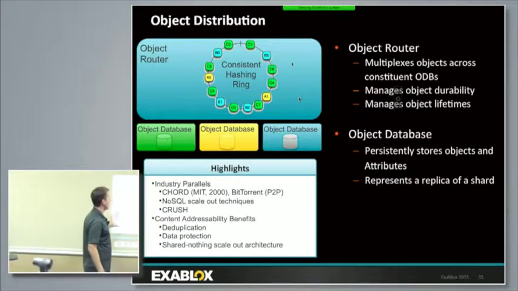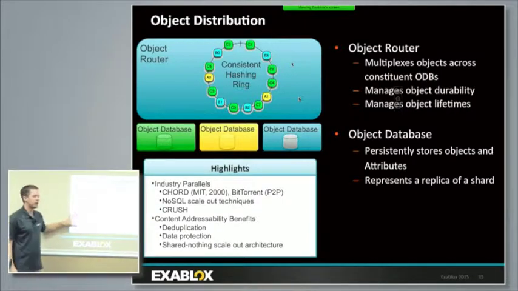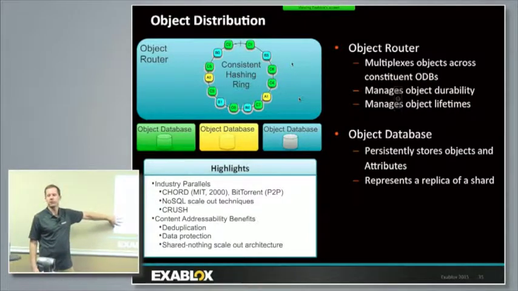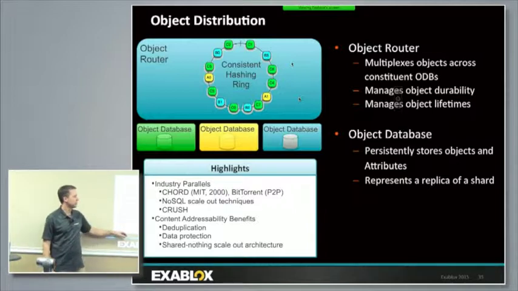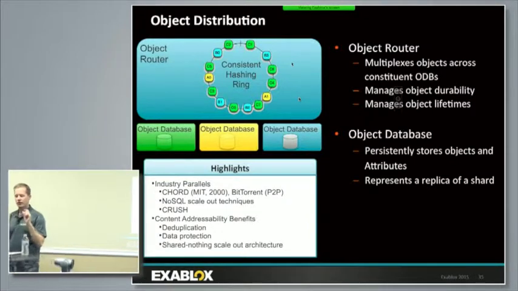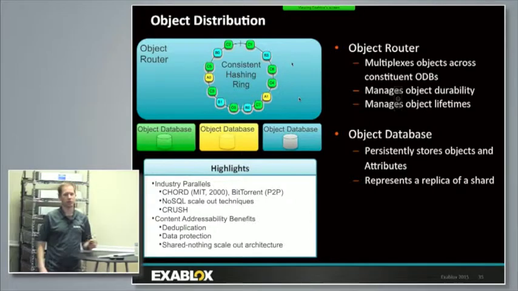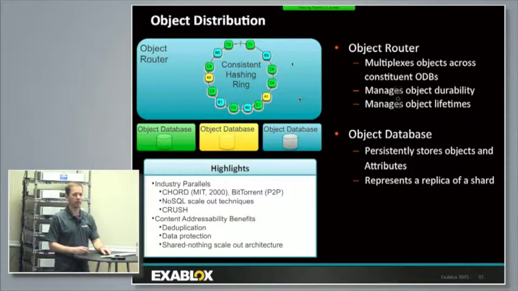At the bottom, our whole thing is about being content addressable and then solving all the hard problems that come along with content addressability. And why do we do that? Because we get these really nice benefits from it. We get deduplication, we get data protection, and we get the ability to, in a much simpler way, build a shared nothing scale-out architecture.